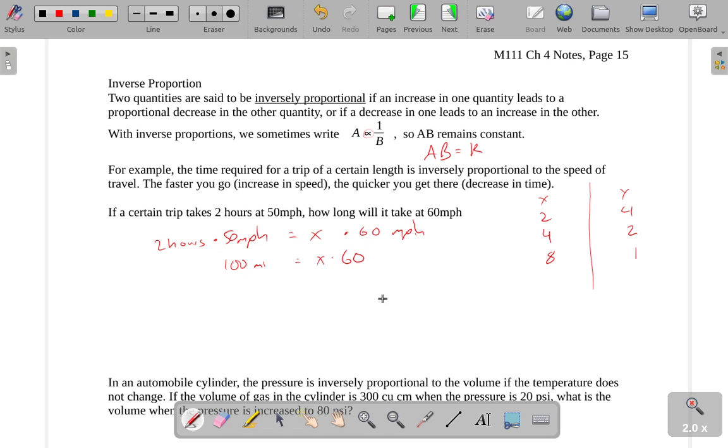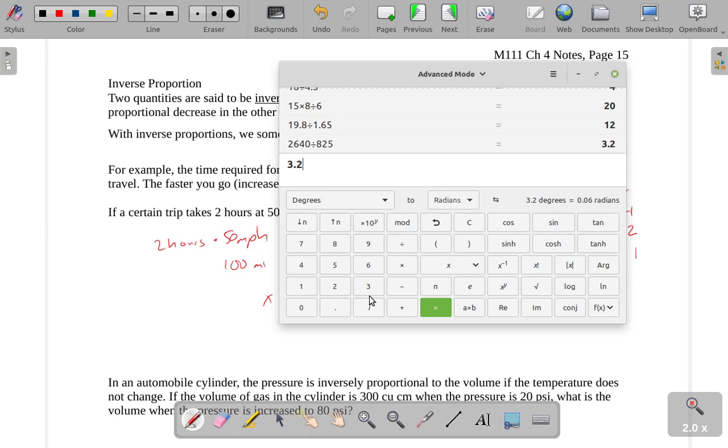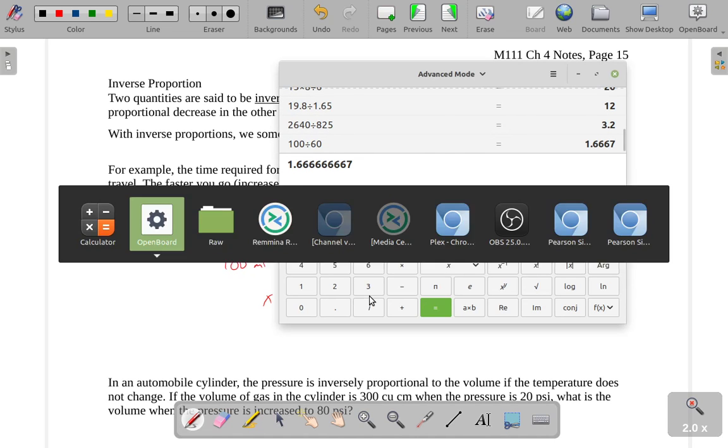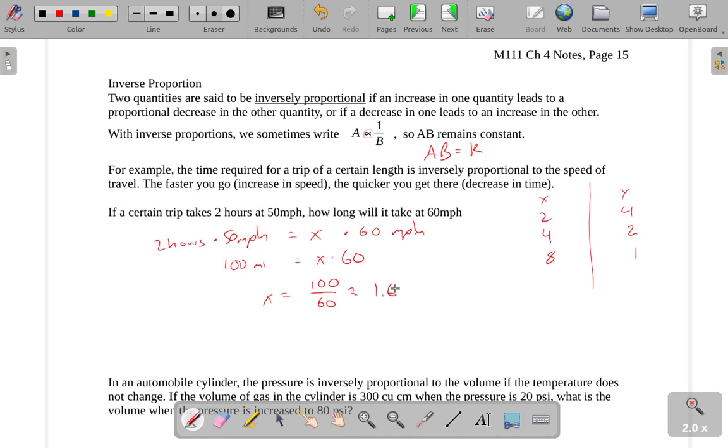Alright, so we got 100 miles is equal to x times 60, and solving this, dividing both sides by 60, 100 divided by 60 gives us 1.6 repeating hours. I know that this is in hours because I'm talking about how long it will take, and you can see it was originally measured in hours. Also, we're taking miles divided by miles per hour. You can see the miles end up canceling out, and you can use some rules for fractions to figure out what happens to that hours.